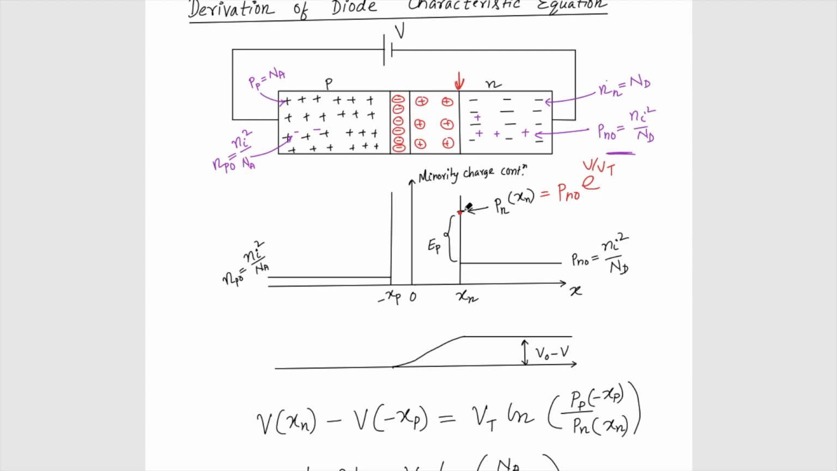Now if I know the carrier concentration here at this point, which is Pn(xn), I can easily find out the concentration of the excess carriers, which is basically the difference of Pn(xn) minus this Pn0.